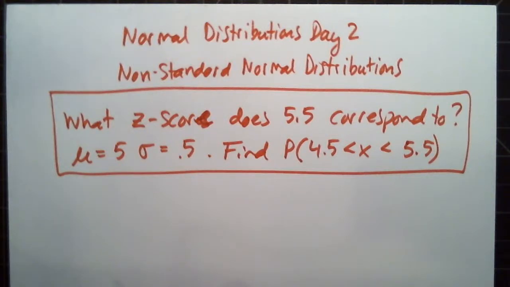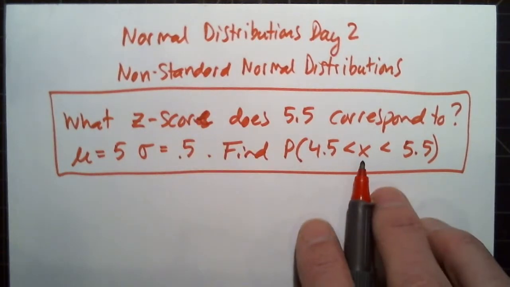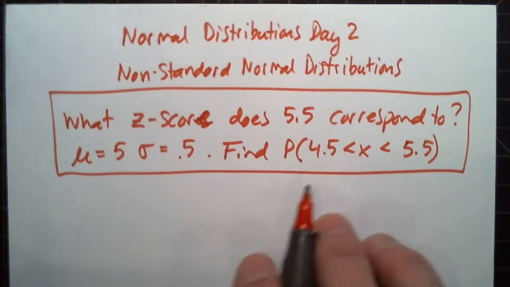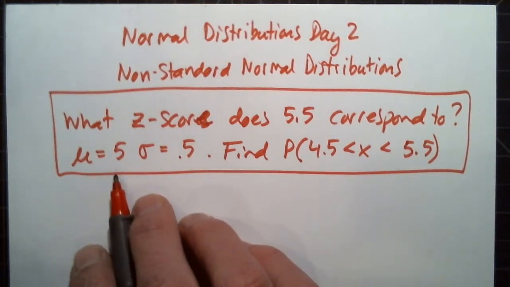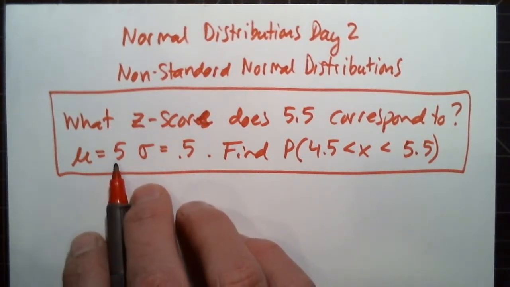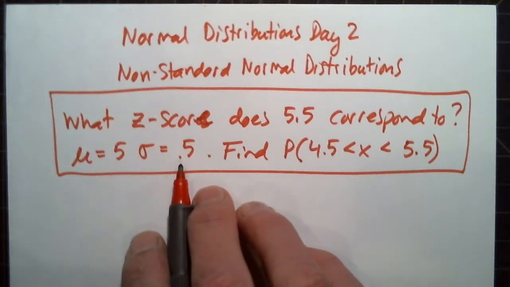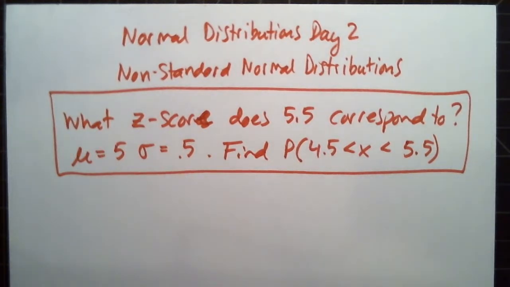All right, day 2 of normal distributions, non-standard normal distributions. So non-standard means it's not going to be with a z anymore, now it's with x, and that just means that we have a different mean and a different standard deviation. The mean is not 0 and the standard deviation is not 1.